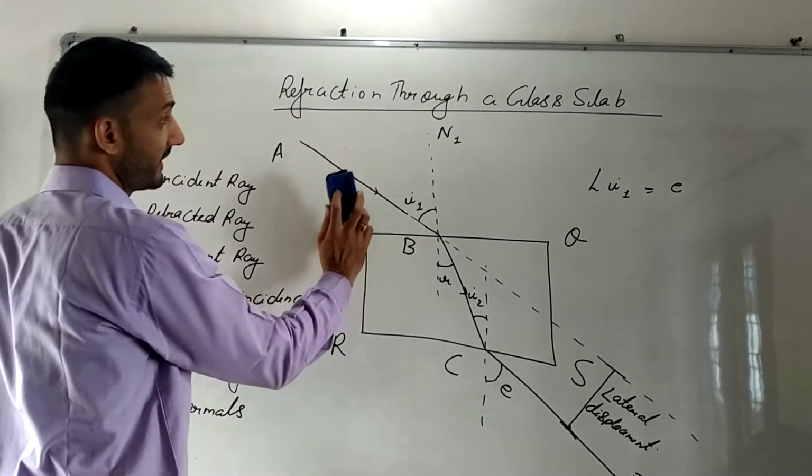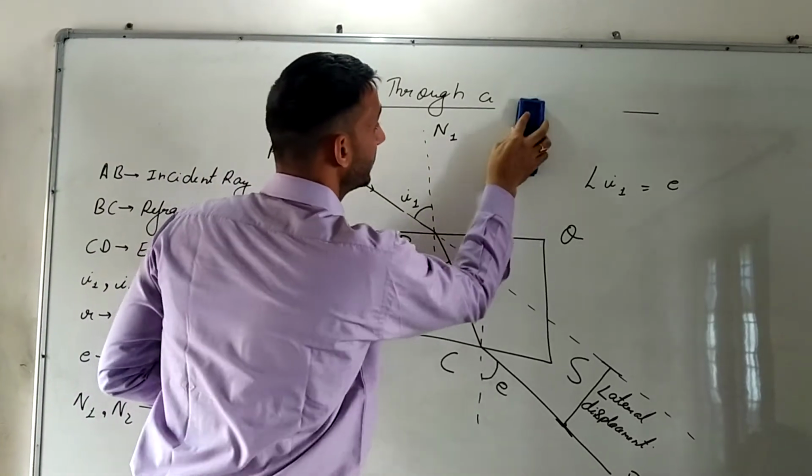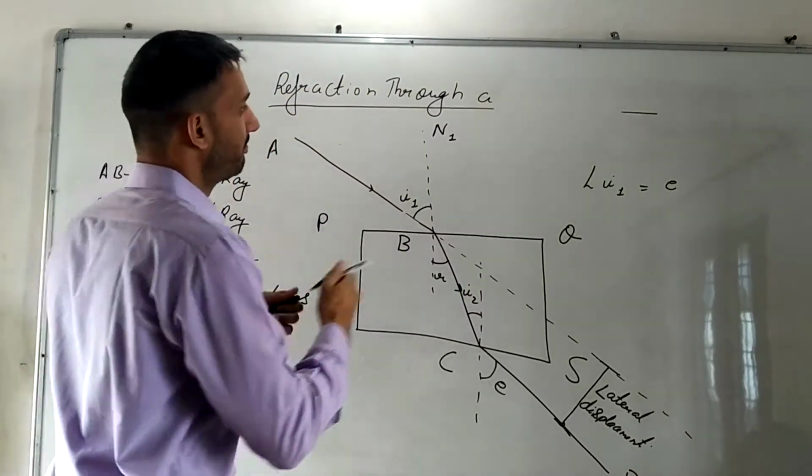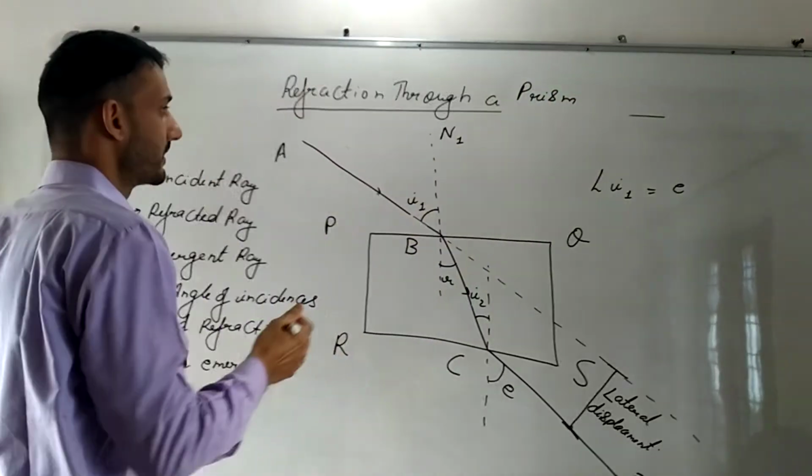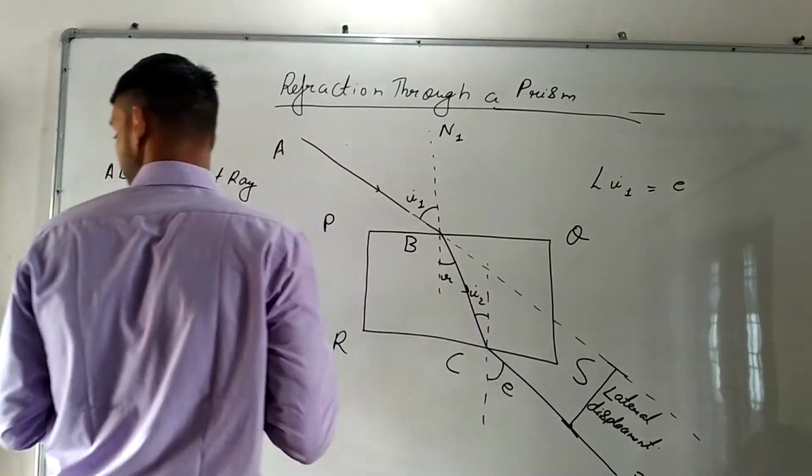refraction through a glass slab we have done. Now refraction through a prism is what we'll do next.